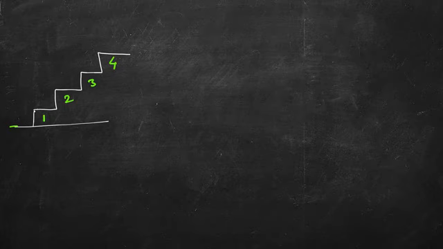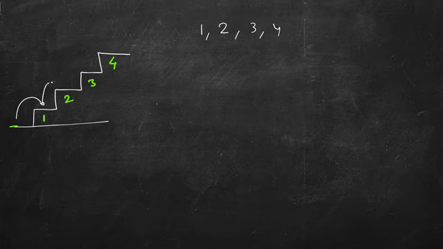So what we can do, one would be to take one step at a time. So go 1, 2, 3, 4. That is, you jump to the first step, then second, then third, then fourth. This is the first way.